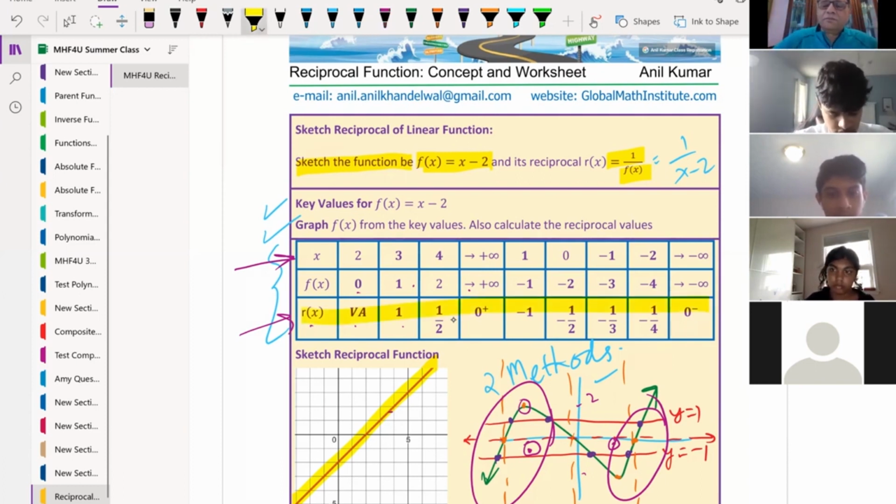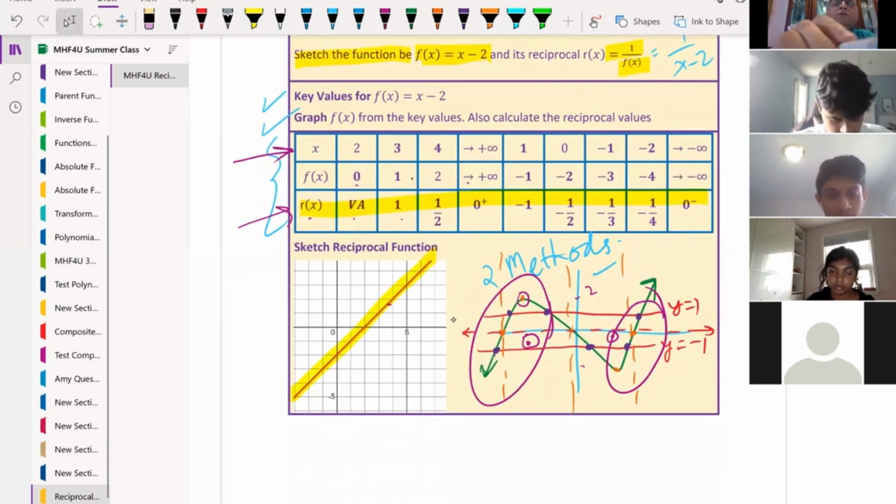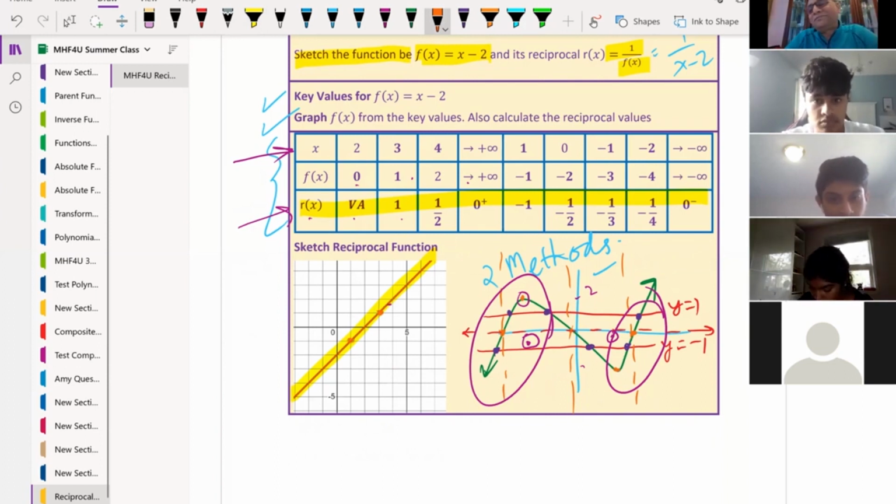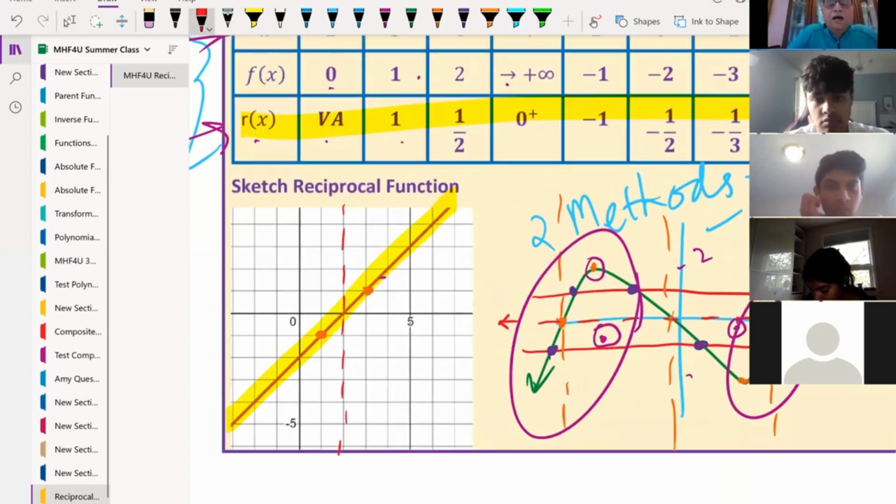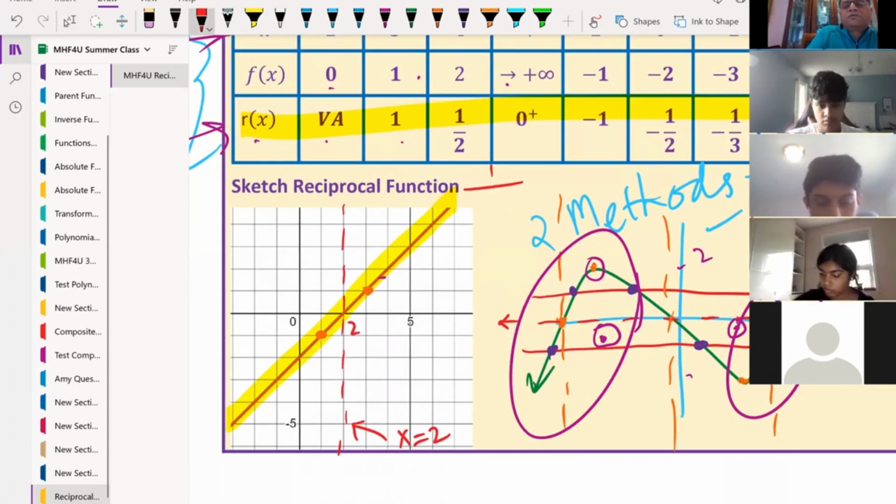Agreed. But now see the beauty: without those calculations, what am I going to do? I know at 1 it is invariant, so I'm marking my invariant points. This is +1, this is the -1 invariant point, correct? Then I'm saying the x-intercept is a vertical asymptote, so I'm drawing a vertical asymptote here. Let's enlarge this. In this case, it is x equals 2, because at 2 we have a vertical asymptote. We are looking at the reciprocal of the function x minus 2, correct?